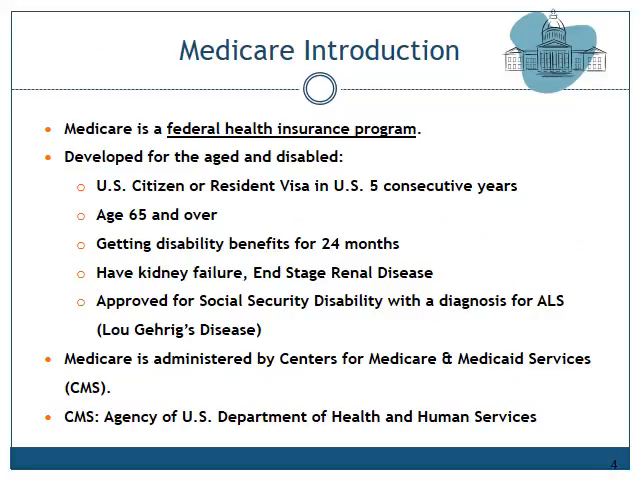Medicare Introduction. Medicare is a federal health insurance program developed for the aged and disabled. To qualify, you must be a U.S. citizen or have a resident visa in the U.S. for 5 consecutive years, be age 65 or over, get disability benefits for 24 consecutive months, have kidney failure or end-stage renal disease, or be approved for Social Security disability with the diagnosis of ALS, Lou Gehrig's disease. Medicare is administered by the Centers for Medicare and Medicaid Services, CMS. CMS is an agency of the United States Department of Health and Human Services.